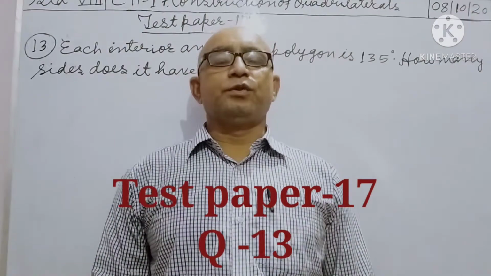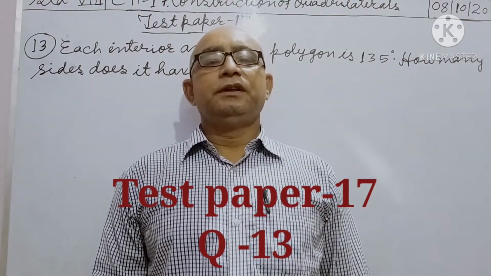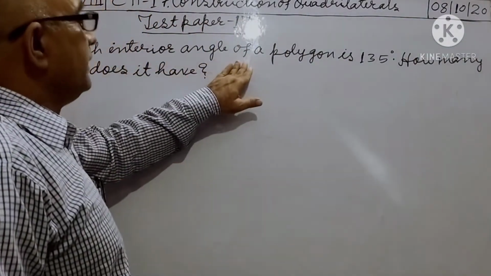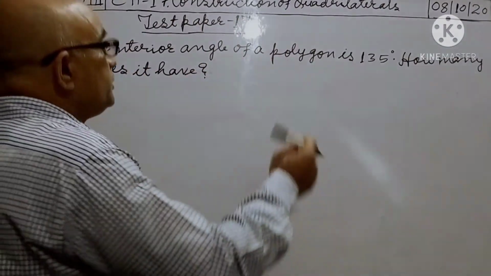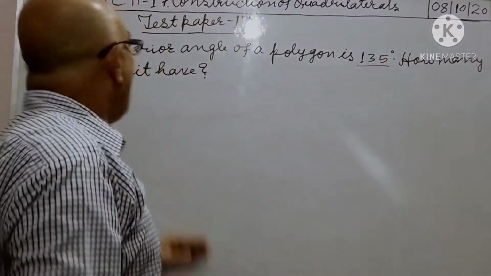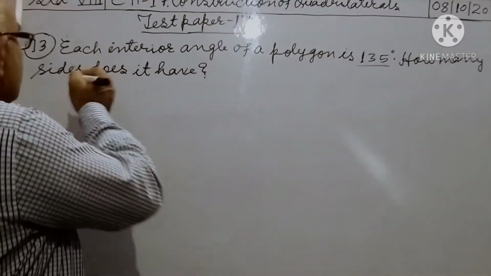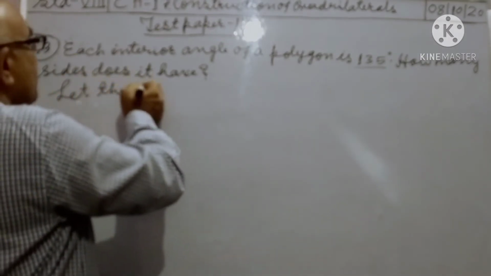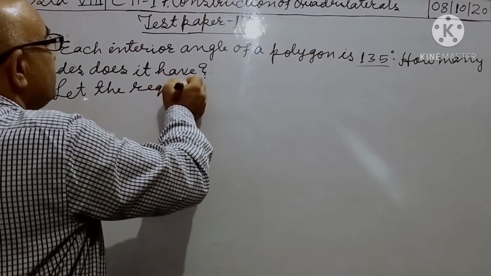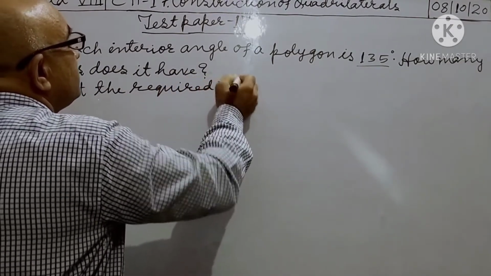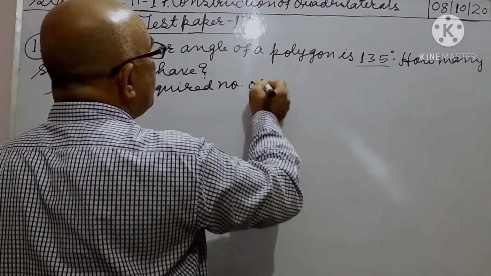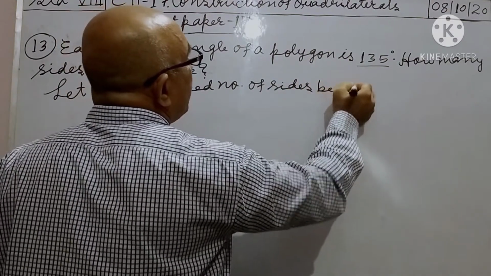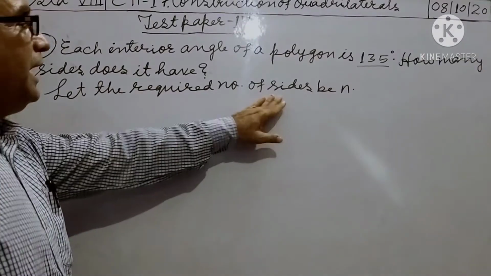Students, next question is question number 13. Today it is the last question. In this question, each interior angle of a polygon is 135 degrees. How many sides does it have? Suppose let the required number of sides be n.